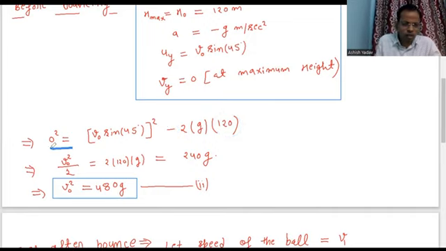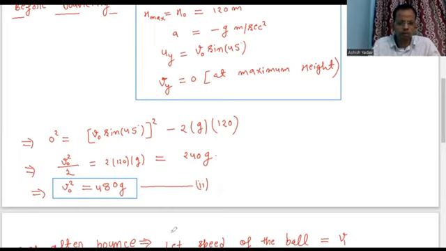Now on solving this equation, sine 45 is 1 upon root 2, so v naught sine 45 squared is v naught square by 2. This comes to the other side, and we will solve and get v naught square equals 480g. Let's suppose this is equation 2.